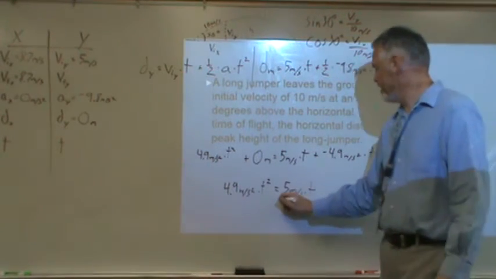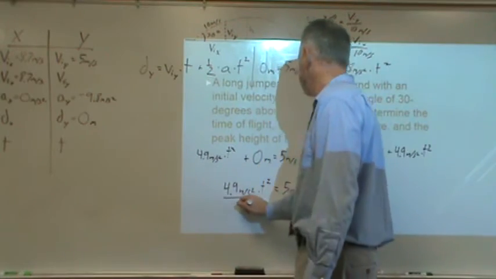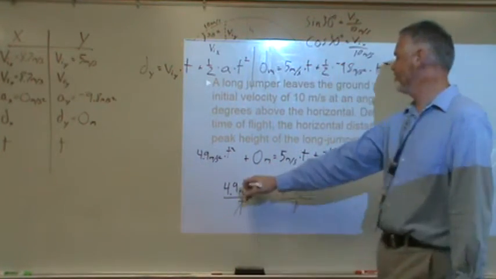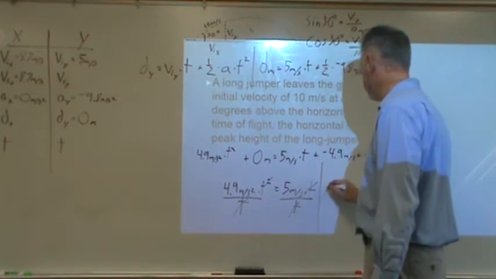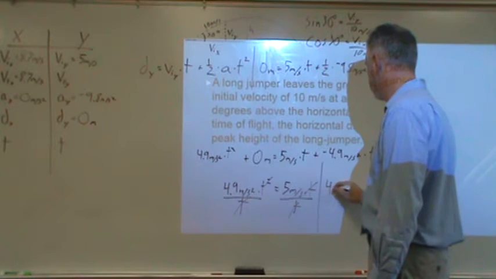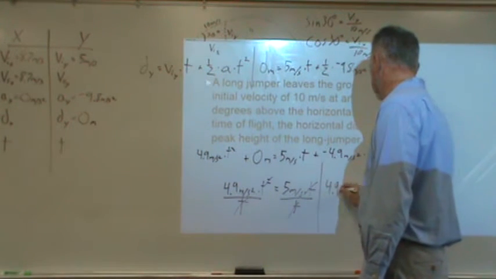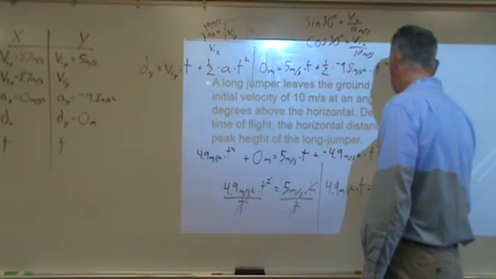Divide each side by time. The reason I do that is it gets rid of time over here, gets rid of one of these over here, leaves me with 4.9 meters per second squared times t. Put a divider here. 4.9 meters per second squared multiplied by t equals 5 meters per second.